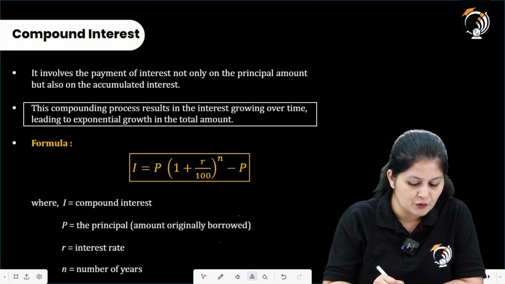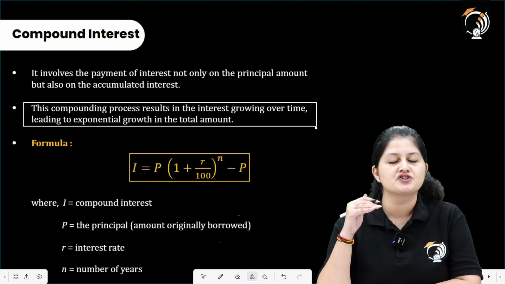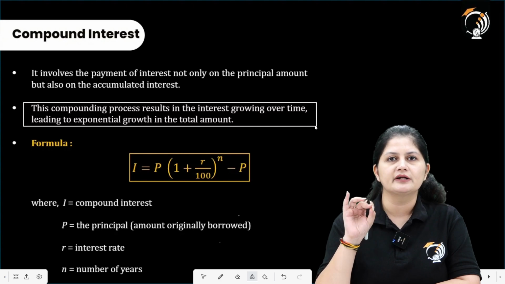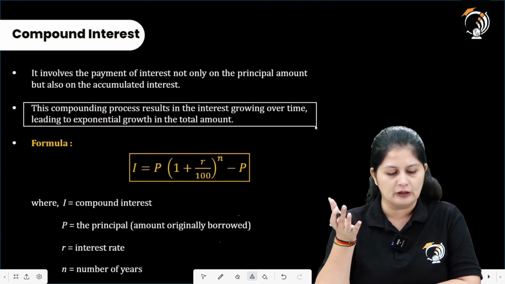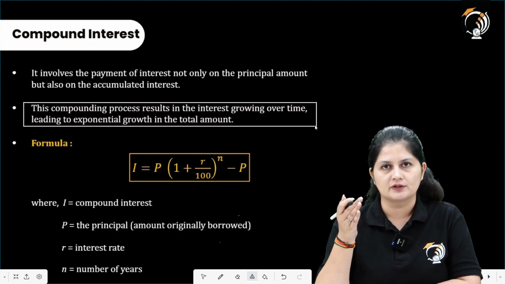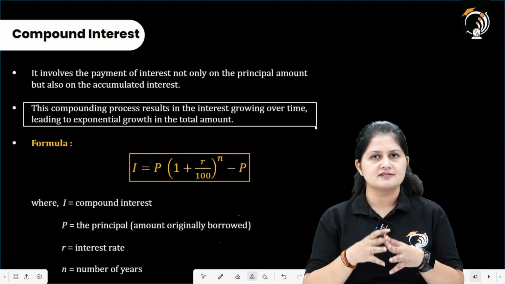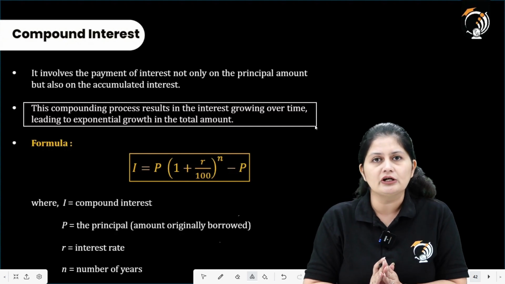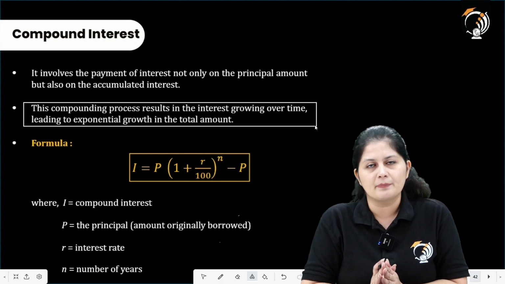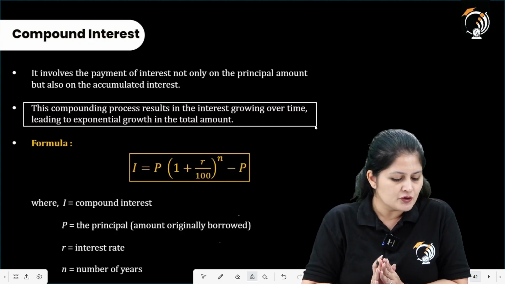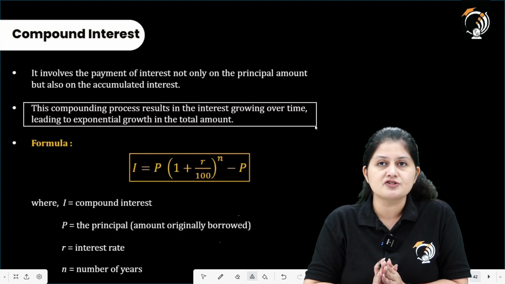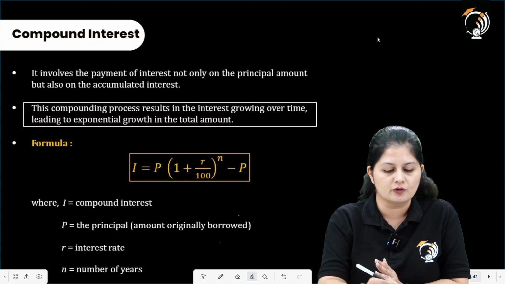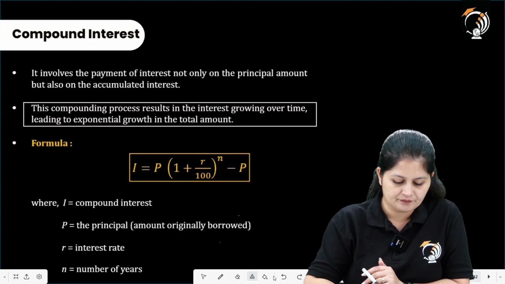So this compounding process results in the interest growing over time, leading to exponential growth in the total amount. Whenever you find this word in the questions, which you're going to find a lot, exponential growth, or whenever you see that an exponential growth or exponential decline is happening, in that case we need to go ahead with the formula for compound interest. It is going to grow exponentially.